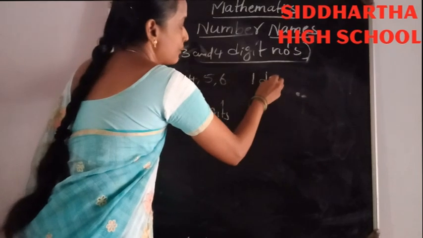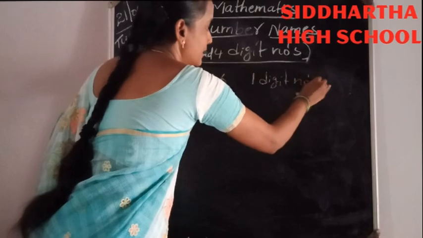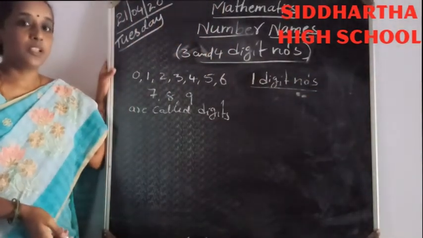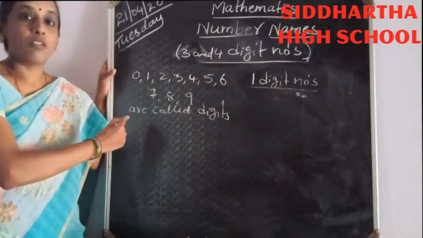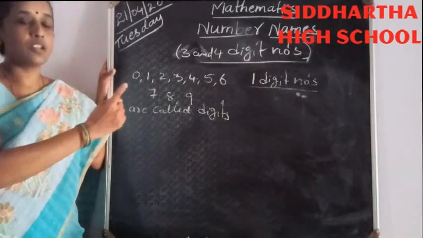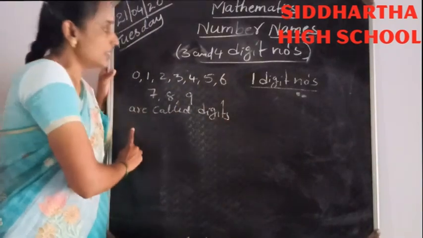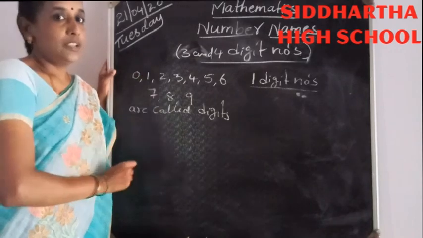Now first, one digit numbers. You know children, what is the meaning of a number? Number means nothing but a group of digits. Here 10 digits are there, and from these 10 digits you will select any digits.